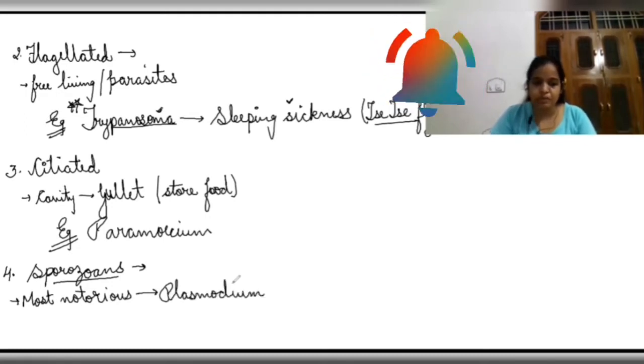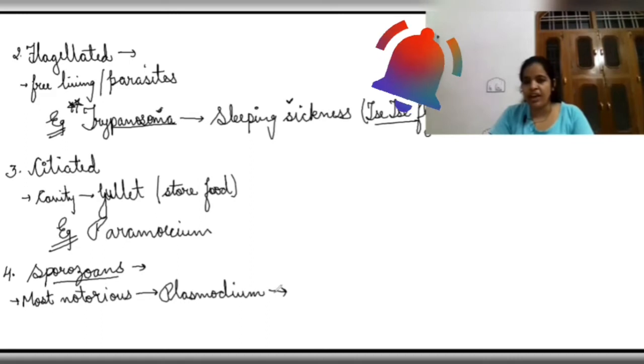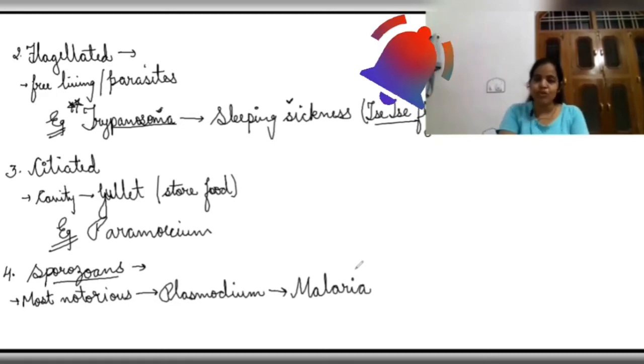Now this Plasmodium causes malaria disease. Different species of Plasmodium are there, like Plasmodium falciparum. It causes malaria. So guys, we say malaria causing mosquitoes. Actually, those mosquitoes just carry these Plasmodium. Mosquitoes are not the cause, but they are just carriers. They just transfer Plasmodium into our body, which causes malaria.